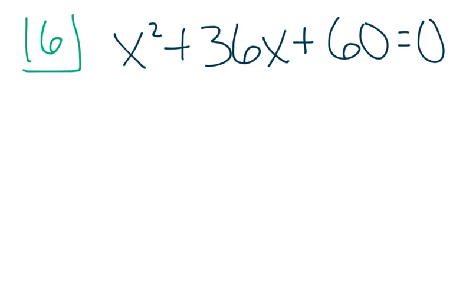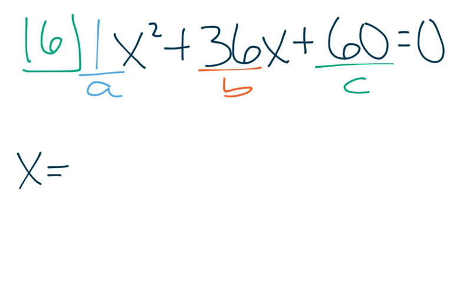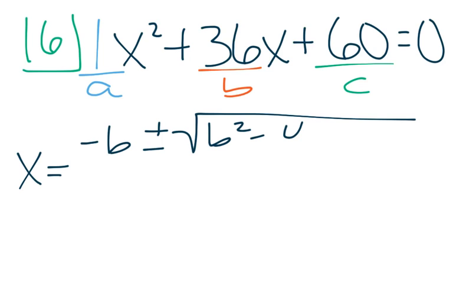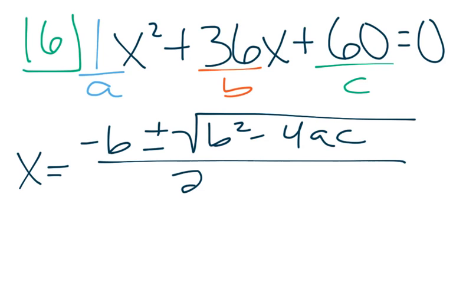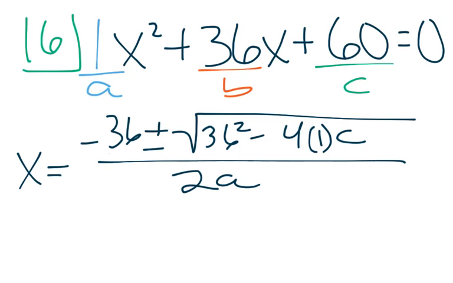Number 16, we have an invisible 1, that's A. We have B, which is 36, and C, which is 60. And we are going to use our quadratic formula. So x equals opposite b plus or minus the square root of b squared minus 4ac all over 2a. So now we are going to replace all of these. So we have negative 36. We have 36 squared instead of this b. We have a 1 in front, instead of this a, and instead of this c, we have a 60.